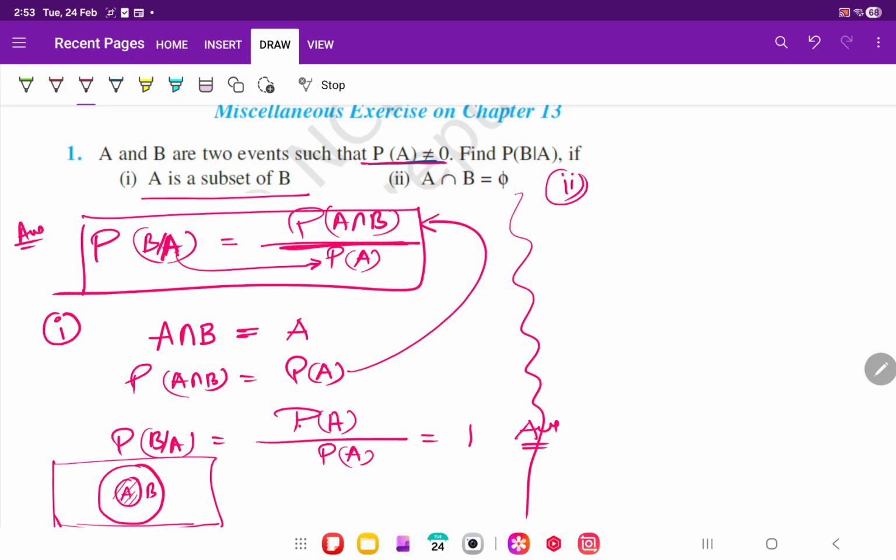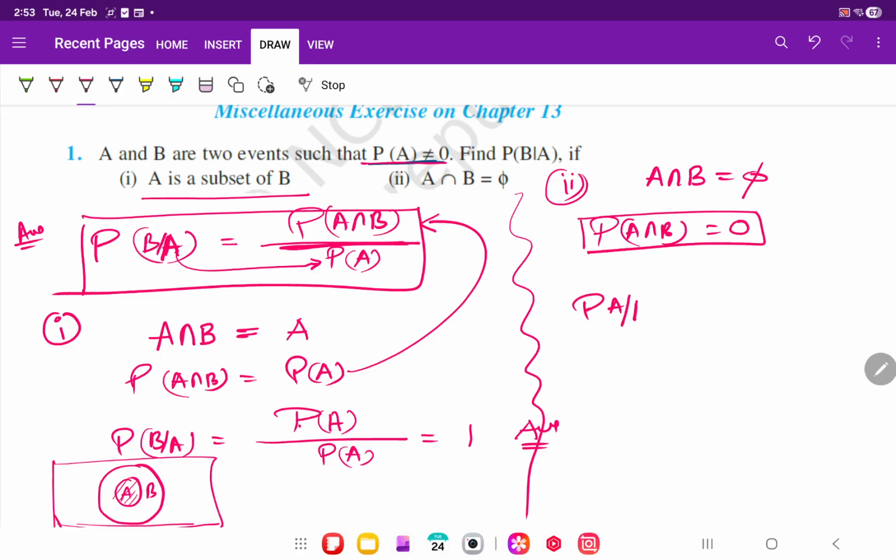This is the second part. They are saying A intersection B is empty, so the probability of A intersection B should be 0, meaning nothing is common. So what is the general formula for the probability of A when B has happened? A intersection B by... I'm sorry, they were asking for B when A has happened.